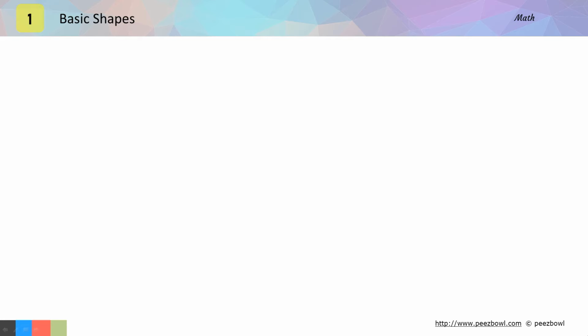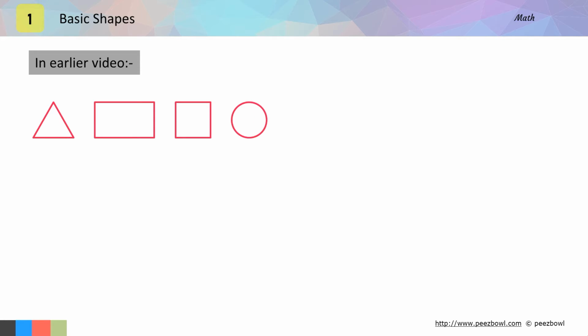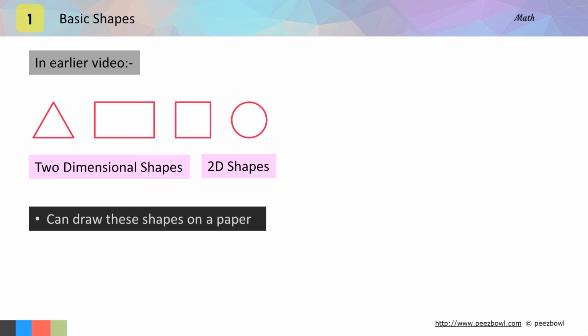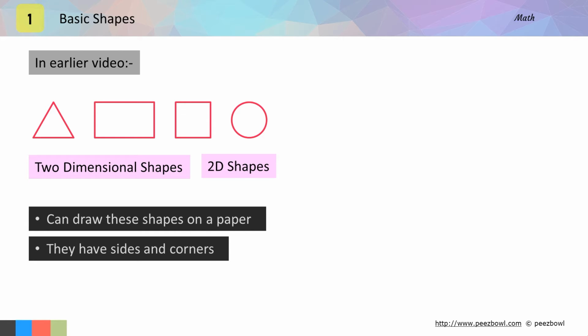Hi, in my earlier video, you saw a few shapes like triangle, rectangle, square and circle. These shapes are called two-dimensional or 2D shapes because you can draw these shapes on a paper. Two-dimensional shapes have sides and corners, and these shapes are completely flat.